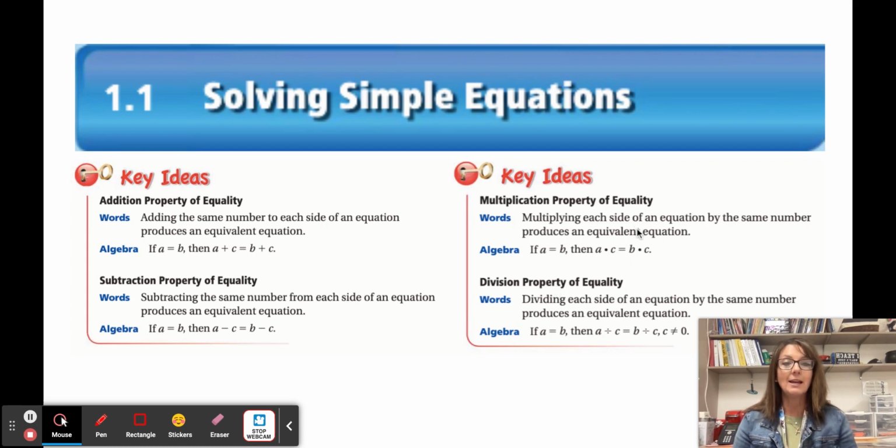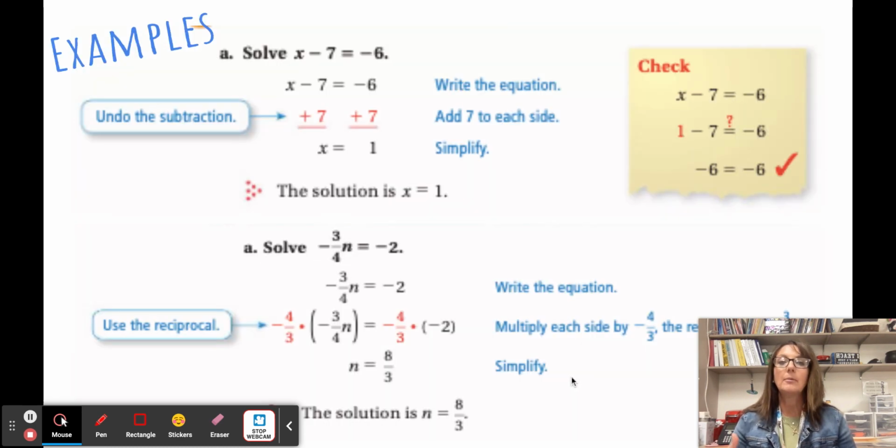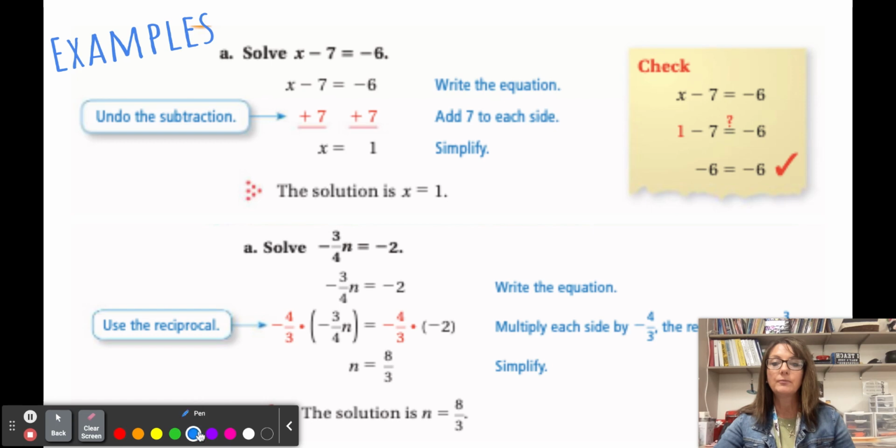So when you multiply each side of an equation by the same number, you get an equivalent equation. And when you divide each side by the same number, you produce an equivalent equation. This is an example from your textbook. No need to write anything down unless you feel like you want to. I will highlight a few things here for you.